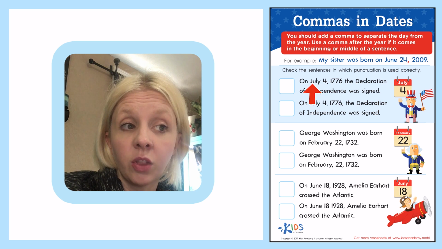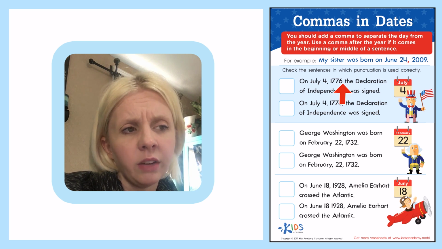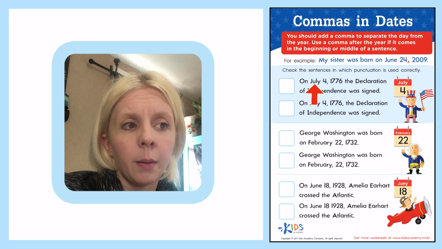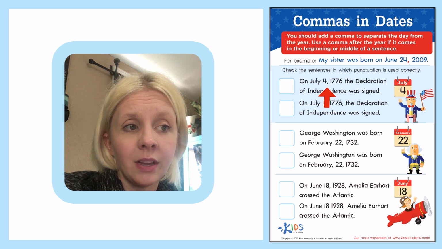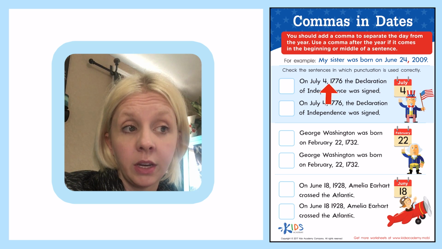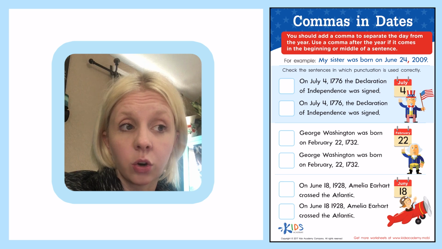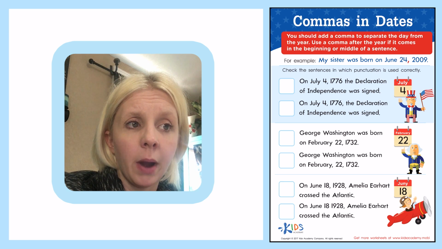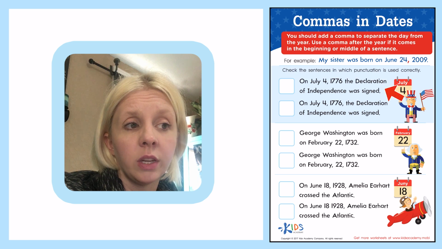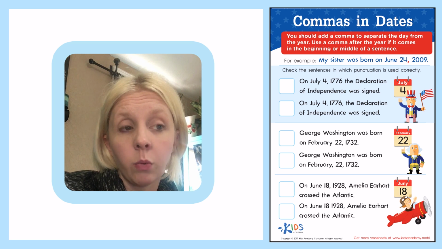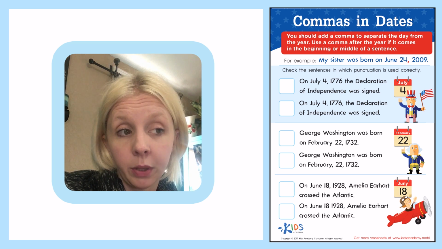So this date is at the beginning of the sentence, or kind of in the middle of the sentence here. After it says July 4th, there is a comma, and then 1776. That divides the day from the year. So that part of it is correct. But it said use a comma after the year if it comes in the beginning or middle of a sentence. So this is either the beginning or middle of the sentence, and we did not put a comma after the year. So that one's partly correct, but it's not completely correct.